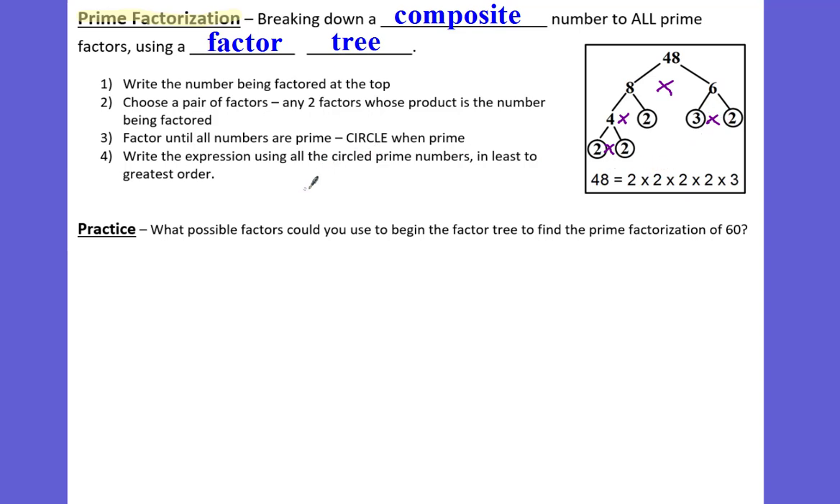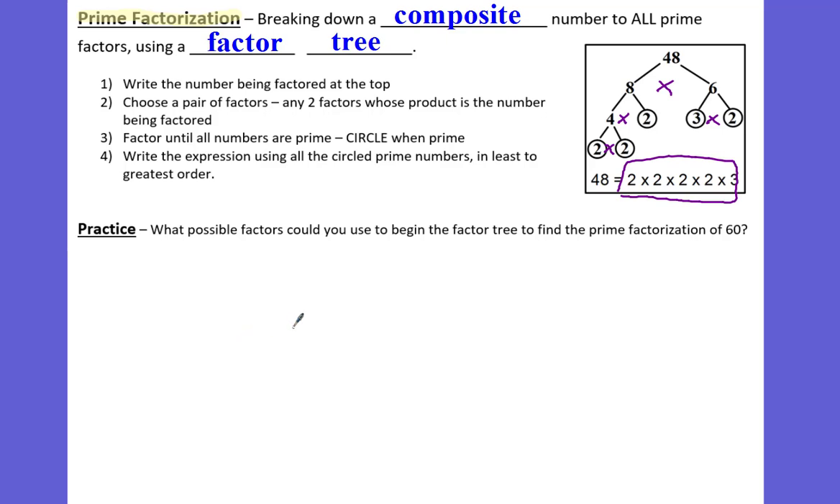Then the last step is you're going to write the expression using all of the circled prime numbers in least to greatest order. So when I look, 2 is my smallest number, and there are 1, 2, 3, 4 2's. So it would be 2 times 2 times 2 times 2, and then I have a 3 times 3. This is the prime factorization for 48. If you were to go back and multiply all these prime numbers together, you would get 48.